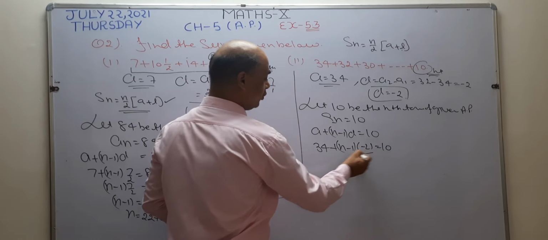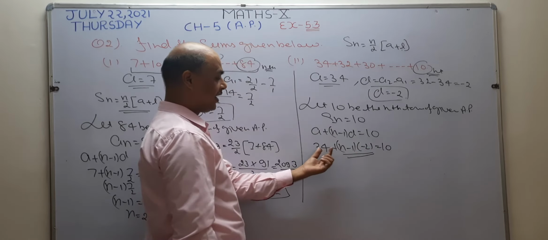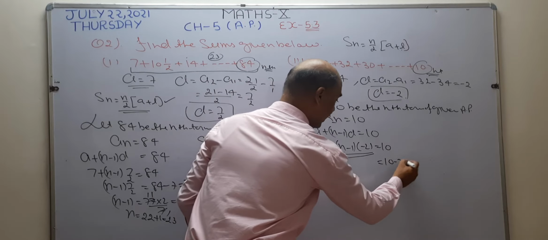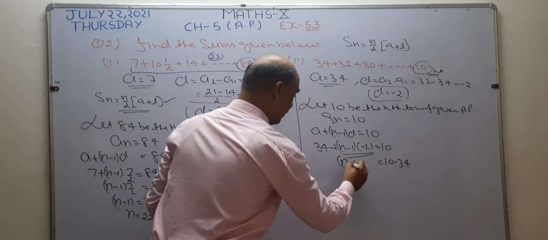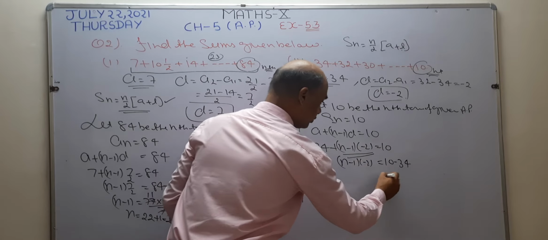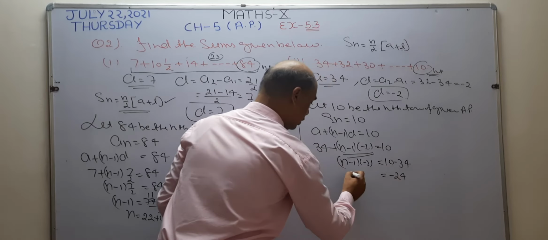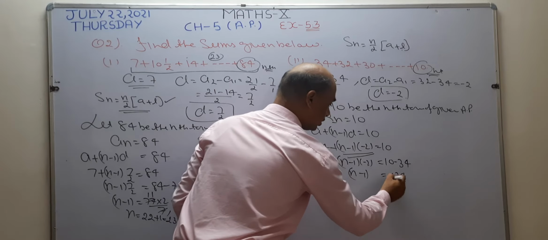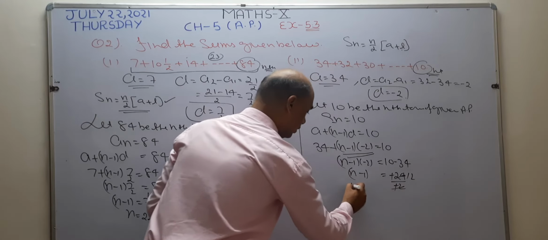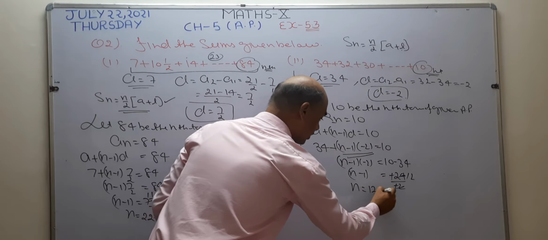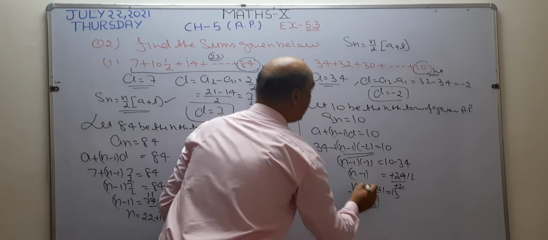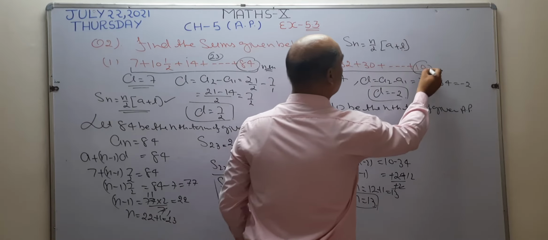Now in this equation I want to find the value of n. For finding the value of n, I take this 34 from left to right, so it becomes positive to negative. What is left? (n minus 1) into minus 2, so this becomes minus 24. So n minus 1 is equal to minus 24 divided by minus 2. This cancels, and this becomes 12. So the value of n becomes 12 plus 1, which means 13. It means the given sequence has a total of 13 terms.